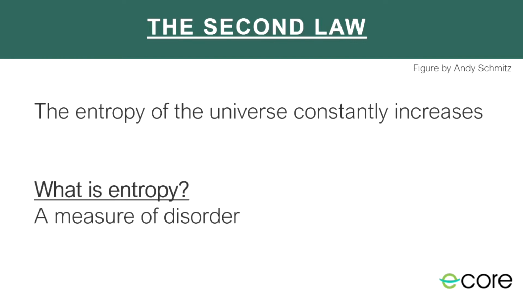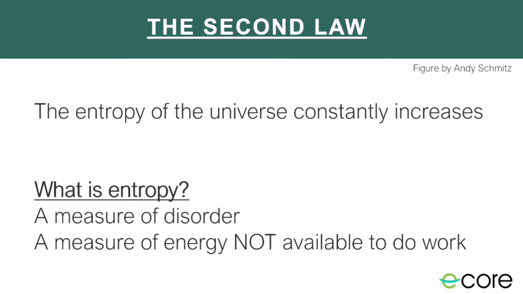We can also think about entropy as a measure of energy not available to do work. And in this case, what this law is telling us is that the amount of energy around that we can use constantly decreases. It's never going to get more than it is right now, and it was more a million years ago than it is today. The amount of usable energy is constantly decreasing.